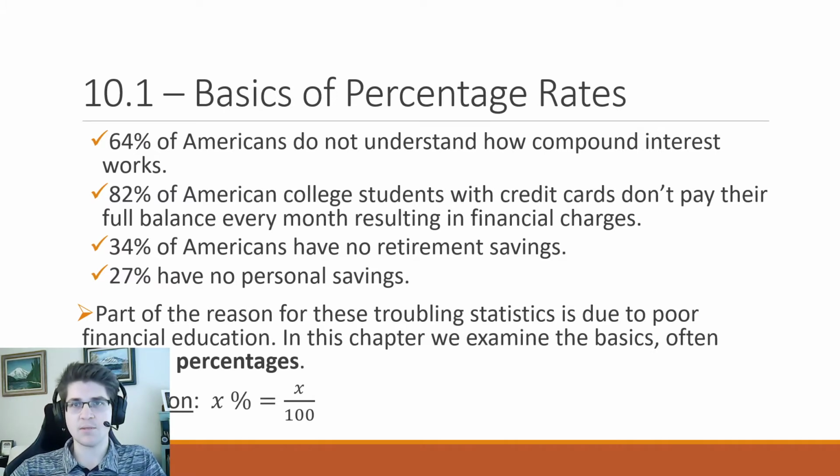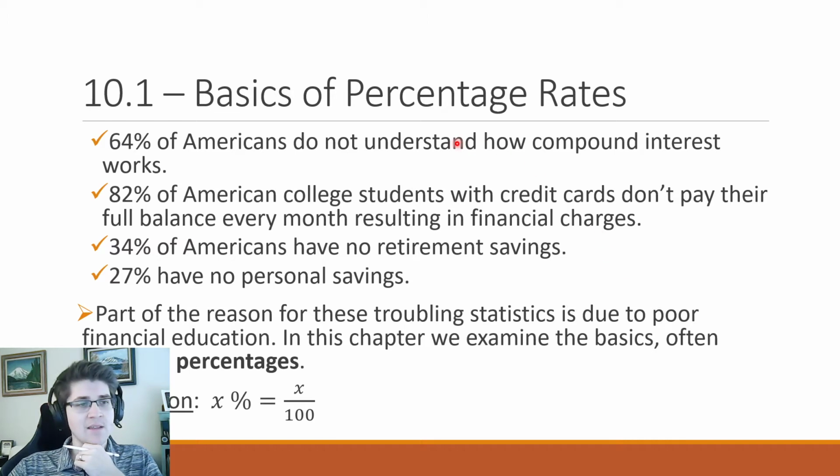But I wanted to start off with some statistics, and you know how the saying goes: 50% of all statistics are made up on the spot, which actually I just made up also. But these were actually from the book, and I thought they were quite interesting. These might be a couple years outdated, but 64% of Americans do not understand how compound interest works. 82% of American college students with credit cards don't pay their full balance every month, resulting in interest. 34% of Americans do not have any retirement savings, and 27% have no personal savings.